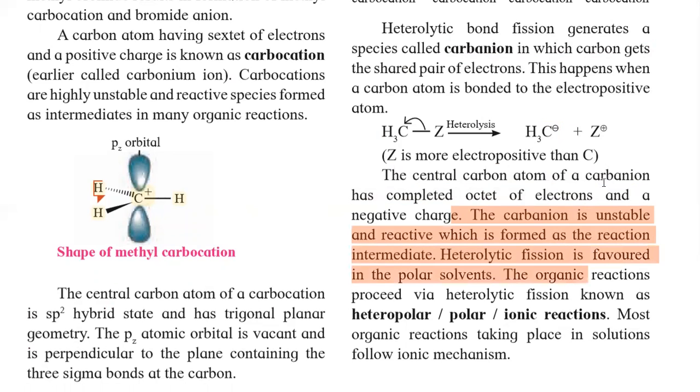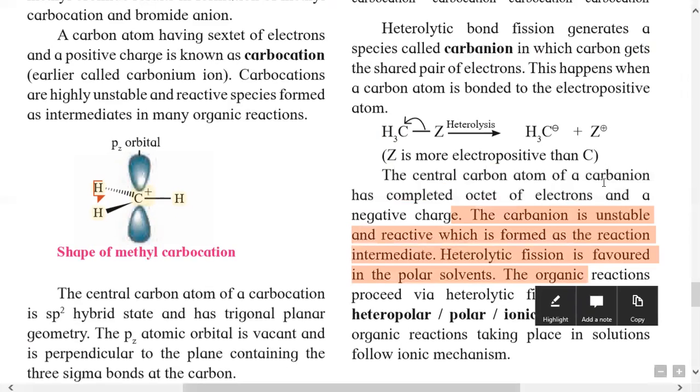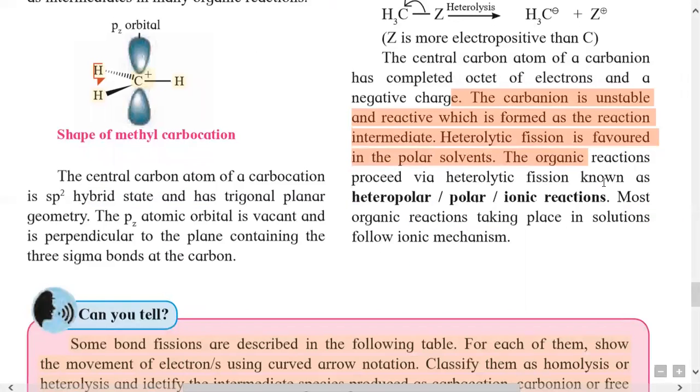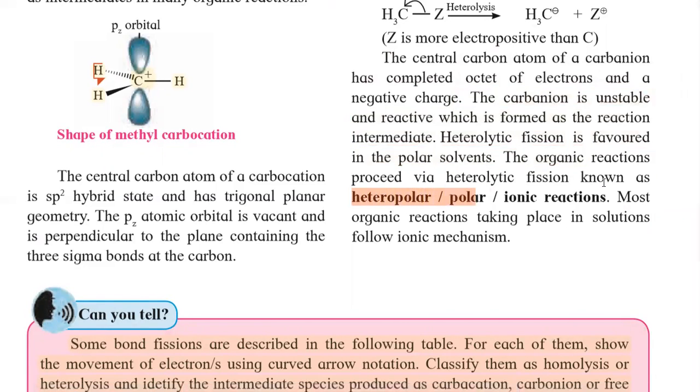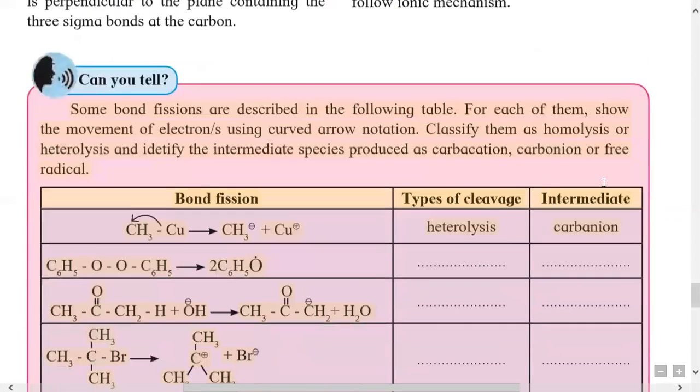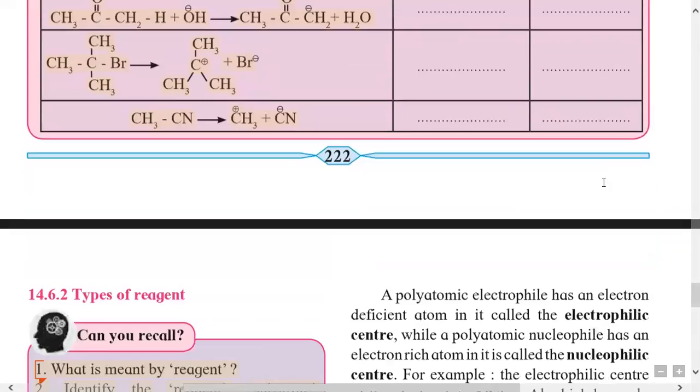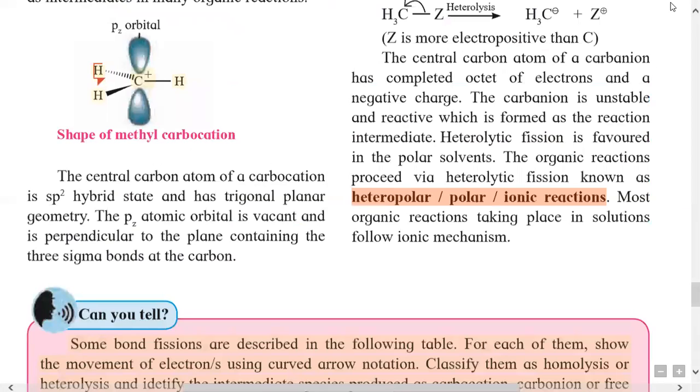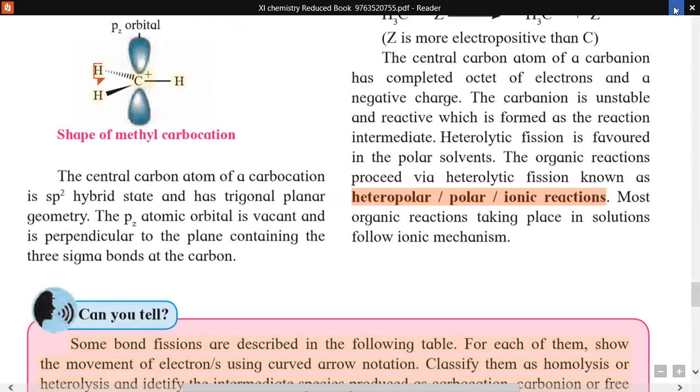This heterolytic bond fission or bond breaking takes place in the presence of polar solvent, and the reactions taking place by heterolytic bond fission are called heteropolar or polar or ionic reactions. Most of the organic reactions that take place in solution follow an ionic mechanism, and that is about the types of bond fission in organic molecules, homolysis and heterolysis.